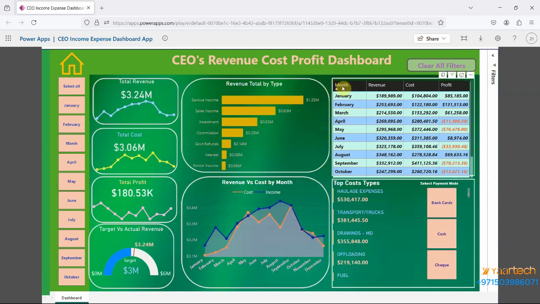A detailed month-on-month split of revenue, cost and profit is shown in the table chart. This table chart can be sorted by clicking on the headings.